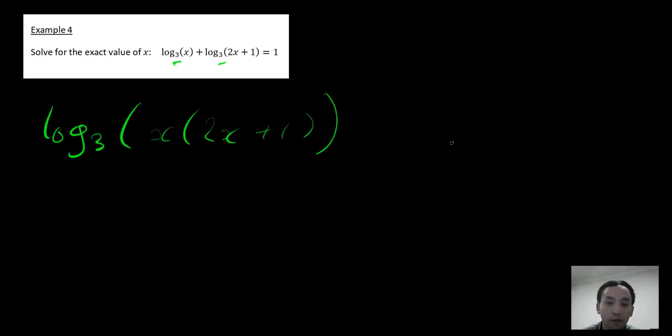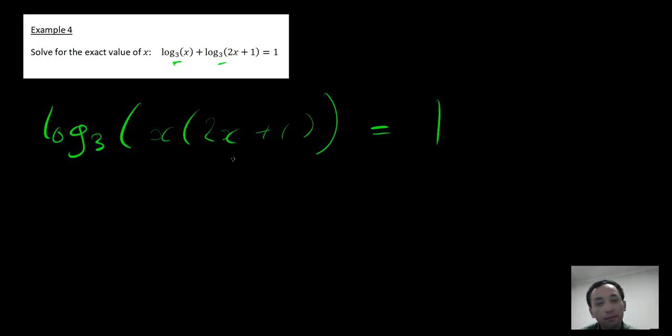Okay, so we have a very similar looking logarithm problem to the previous example. So over here, if you want to solve for x, we can try to group the logarithms together as long as the bases are the same. So the 3 over here, the 3 over here. And so we can actually add the logarithms together by multiplying what's inside. So we're going to get log base 3 of x times 2x plus 1. And the entire bracket is equal to 1.